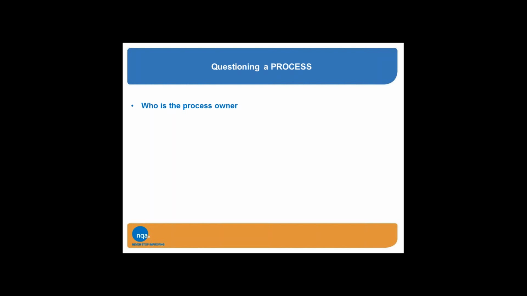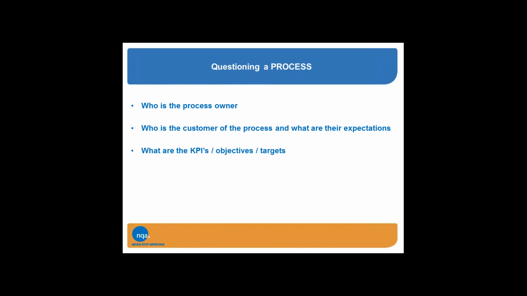Stand back from the process and ask the process owner to give you an overview, as this will give an indication of the reality of the process. Then test this by questioning the process. So ask, who is the customer of the process and what are their expectations? What are the KPIs, the objectives and the targets for the process? Are these appropriate to the risks that were identified earlier when questioning top management?